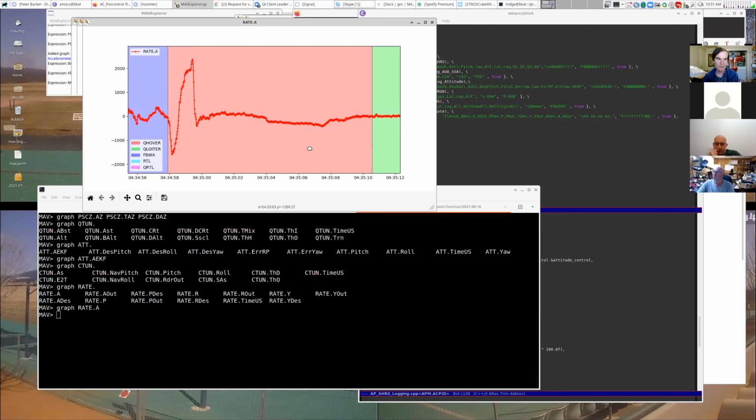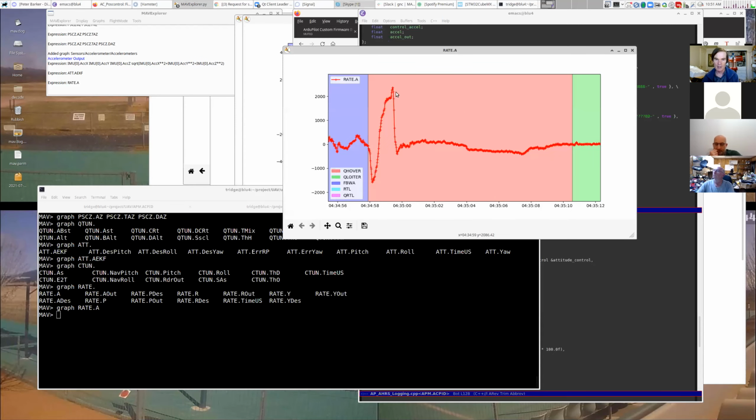So this is the earth frame ZXL. And you can see that it was sitting at just above 2G when we engaged this controller, right? So it was really accelerating vertically. So this is the earth frame Z acceleration.